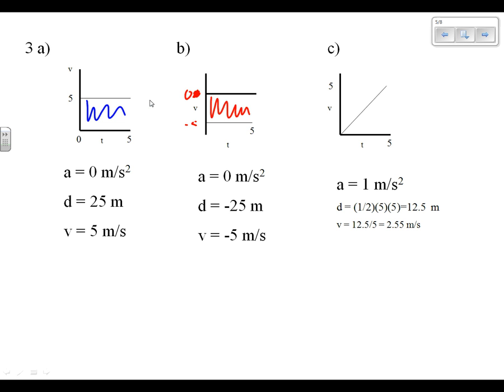And in C, the acceleration is 1. How do I get 1? Slope, 5/5. The displacement is the triangle, 1/2 times 5 times 5, or 12.5. And the velocity, now how do I do the average velocity here? You have to take the displacement, 12.5, divided by the time of 5, 2.5 meters per second.